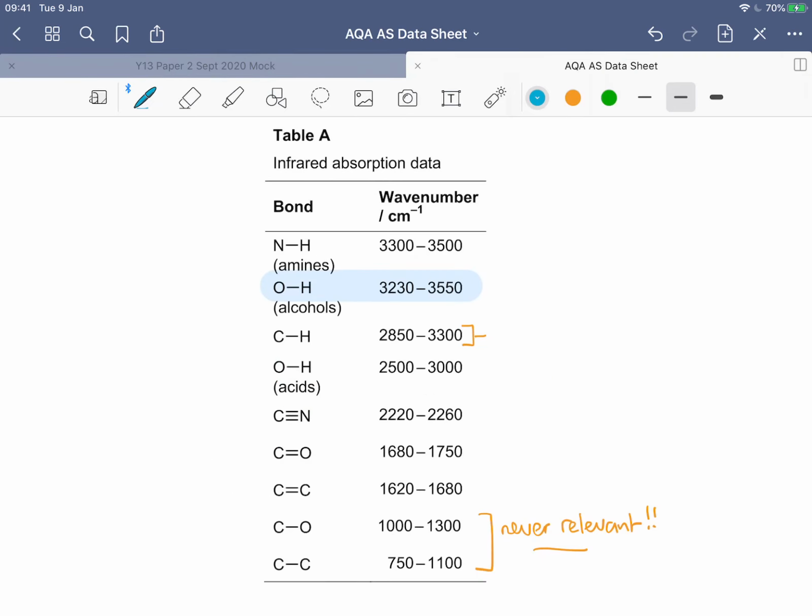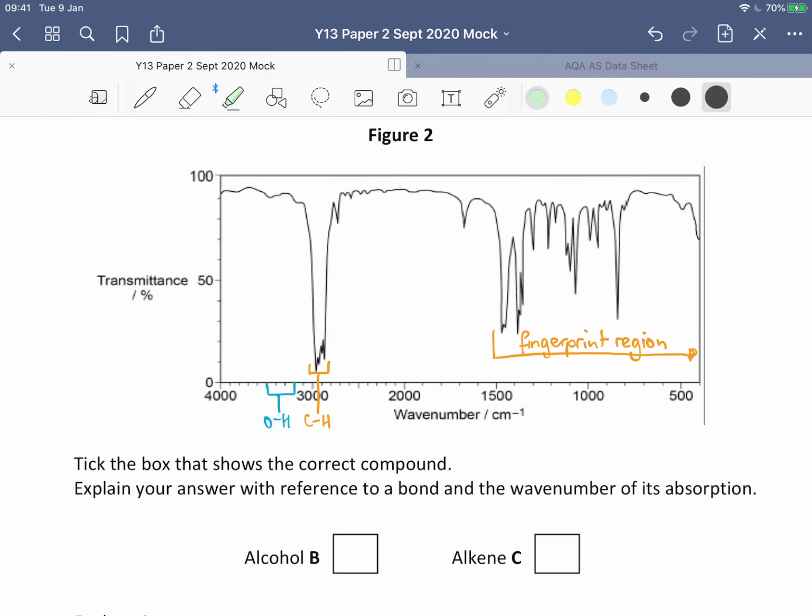If it's an alkene, it's going to have a carbon-carbon double bond. So we're going to expect, it's quite narrow, an absorption between 1620 and 1680. Tricky to find that exactly, but it is roughly here. That's where that absorption should be, and that is where that absorption should be.